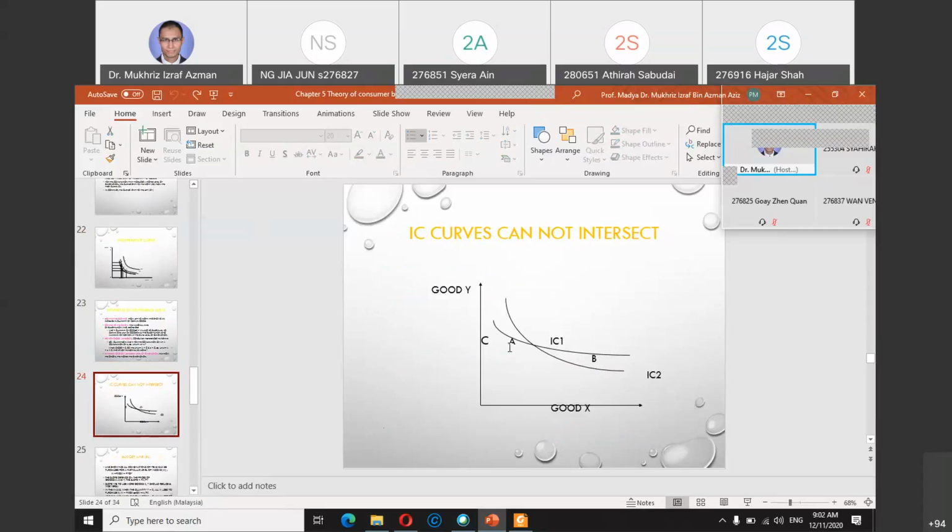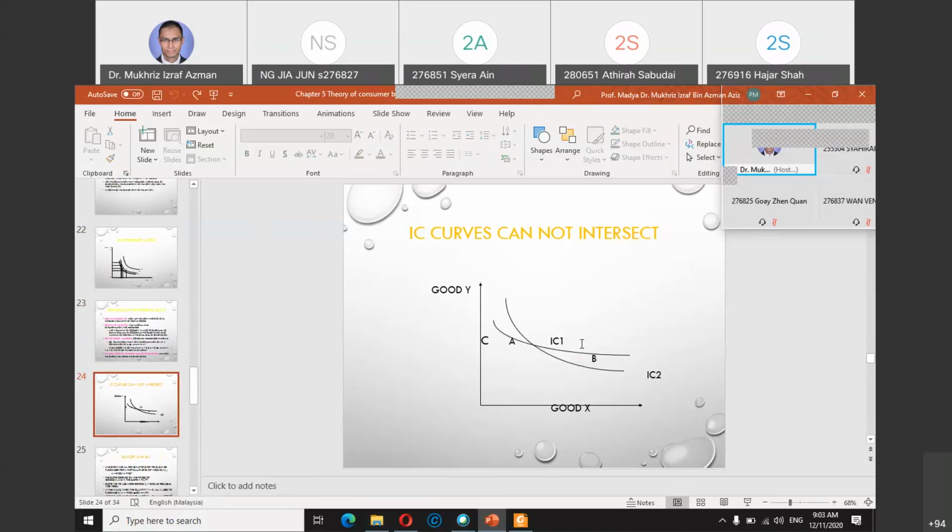Because if you look at these two indifference curves, point A and point B, why can they not intersect? If you compare point A and point B, point A is located at this indifference curve, whereas I think point B is supposed to be a bit lower. Let me see. Never mind, I'll skip this one first.